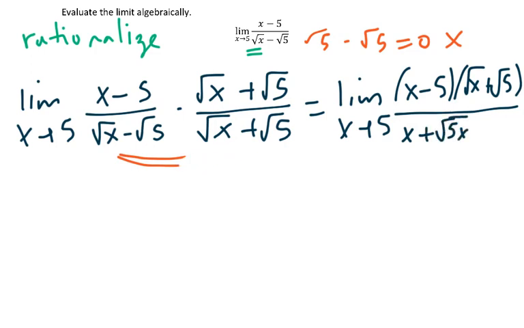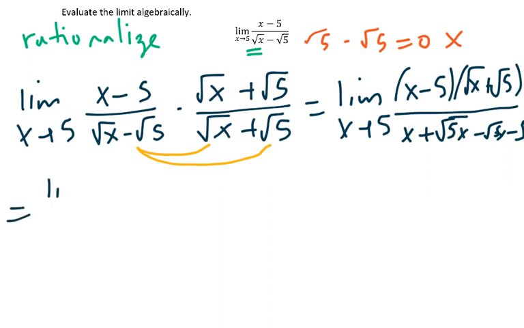Okay, and then similarly, I'm going to do the next term. I'm going to do negative square root of 5 times square root of x and negative square root of 5 times square root of 5. So I'm going to get minus square root of 5x and then minus 5. So square root of 5 times square root of 5 is 5, so I get minus 5.